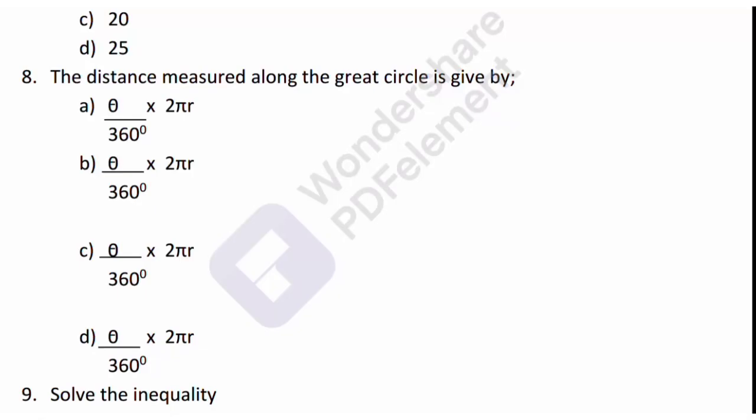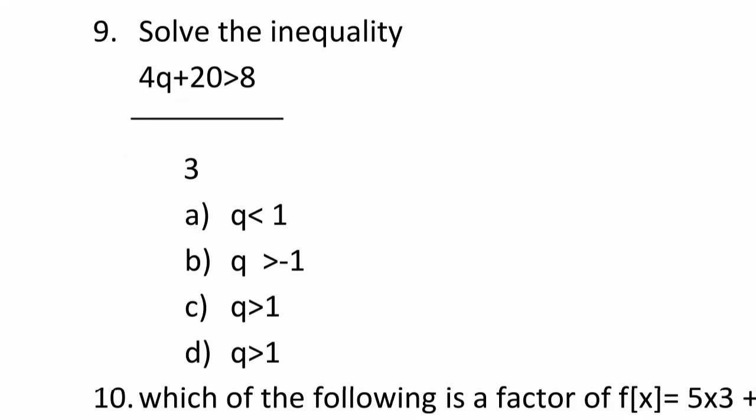Okay, next question. The total distance measured along the great circle is given by the angle over 360 times 2 pi R. So that is the distance measured along the great circle, where R is big R. Okay, so that is the answer there. Now the next one says solve the inequality 4q plus 20 is greater than or equal to 8. In this you need to actually solve the inequality yourself and see how it is.